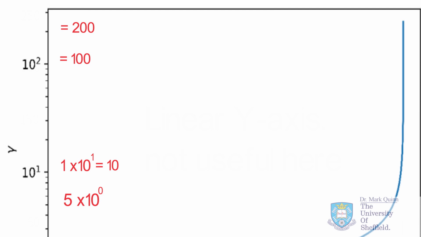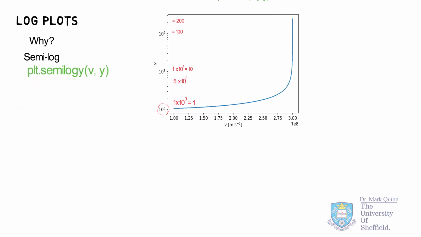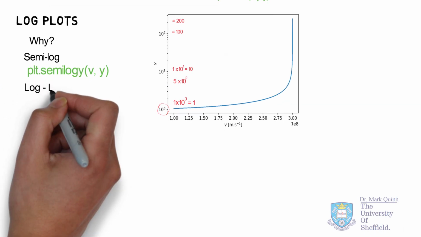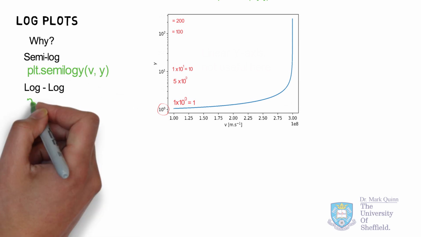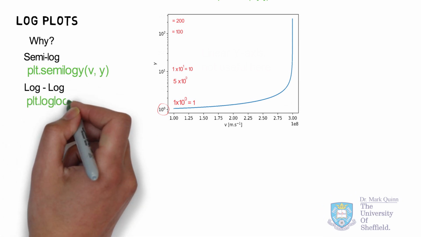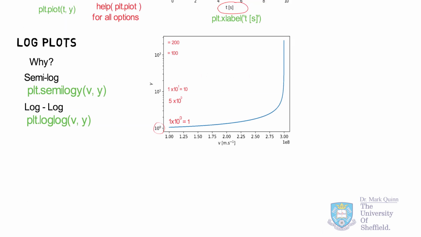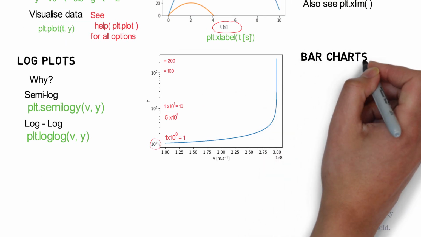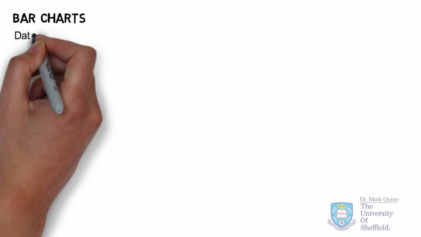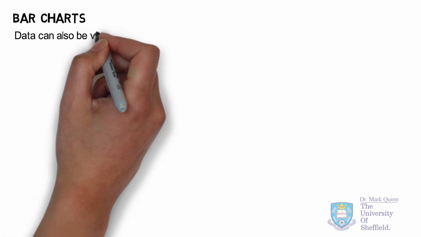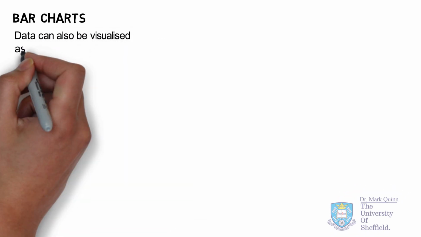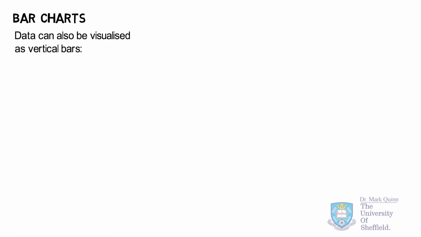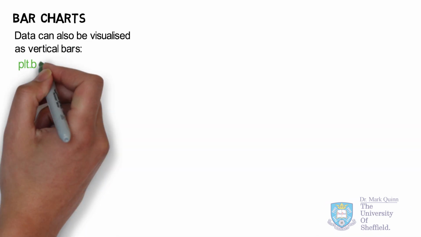Besides just a semilog on the x or the y, we can also define a plot that has log on both axes. This is referred to as a log-log plot. There are many other forms of two-dimensional data visualizations with Python, including bar charts. And here data is represented as heights of vertical bars. This can be called in Python using the .bar command.